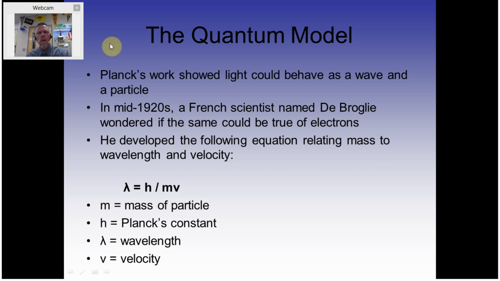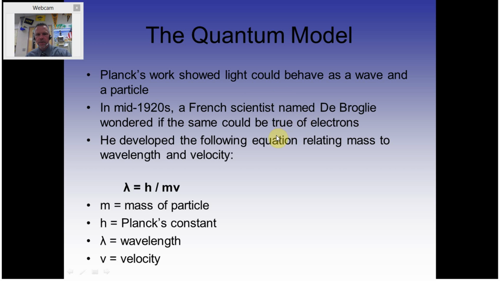All right. So the upshot, the conclusion from Planck's work, was that light could behave as a wave and as a particle. The photoelectric effect showed that light could sort of act like a particle because it could knock an electron off of a certain kind of metal. But also, we all know that light is a wave. So Planck's work showed that light could behave as a wave and as a particle. And in the mid-20s, there was another scientist named de Broglie, I'm probably saying that wrong, who wondered if the same thing could be true of electrons.